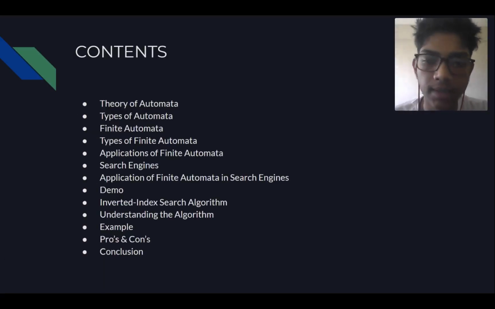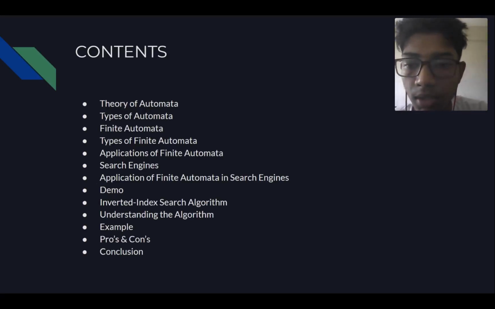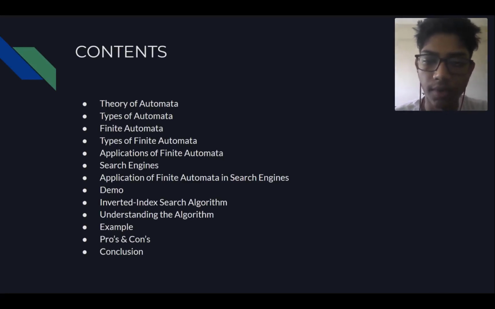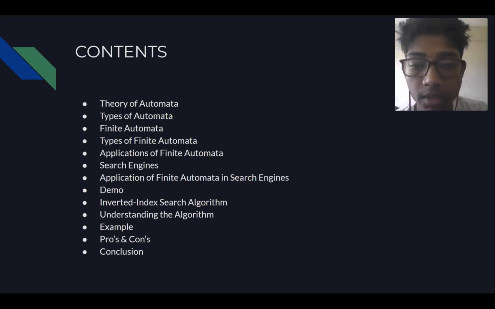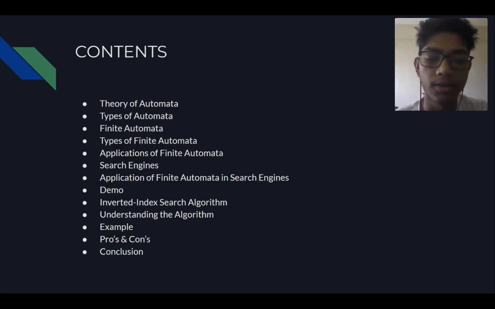Let us see the contents of what we are going to talk about. The contents are theory of automata, types of automata, finite automata, types of finite automata, applications of finite automata, search engines, and application of finite automata in search engines. There is also a demo, inverted index, search algorithms, understanding the algorithm, an example, pros and cons of the algorithm, and finally a conclusion.